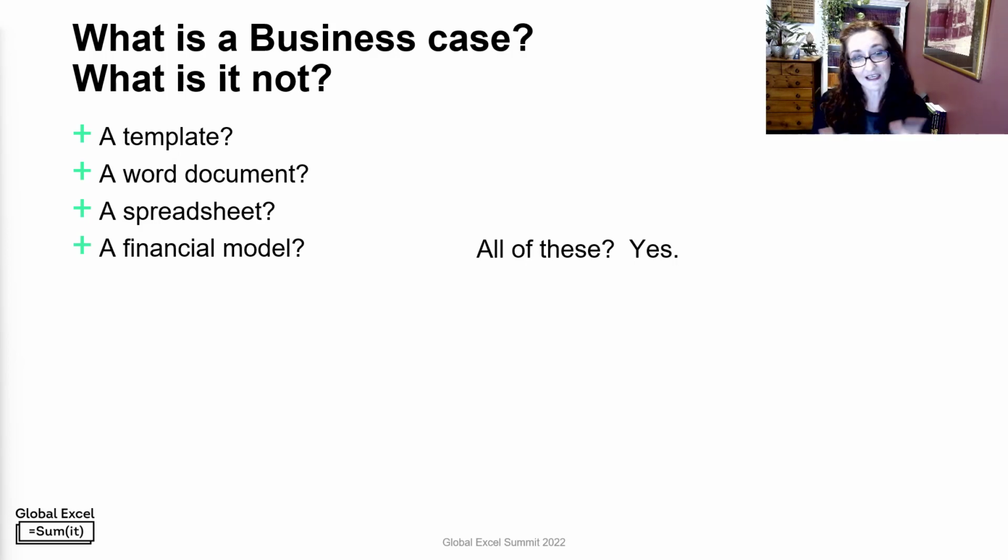Let's say you need to put together a business case. Being a good little Excel user, you open up Excel and you start calculating the costs of the project and start working out the income and make the comparison in your financial model. That isn't a business case in its entirety.